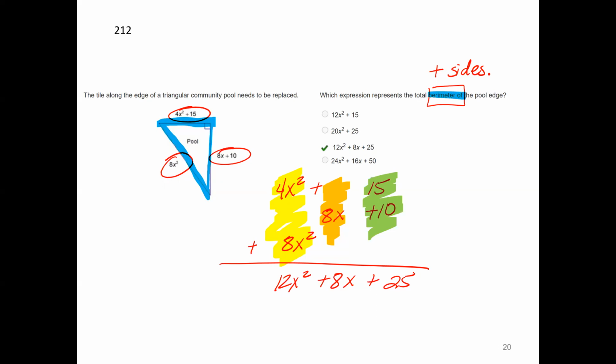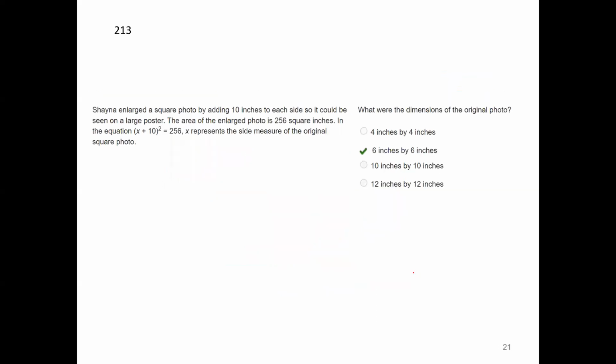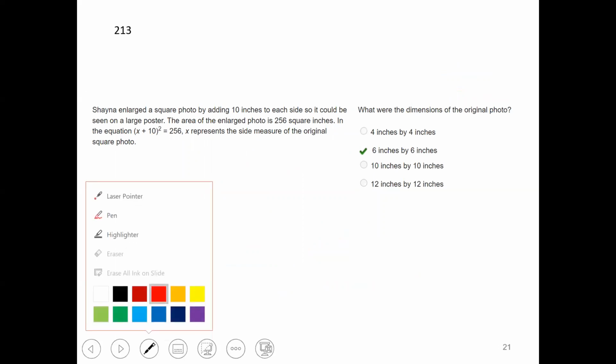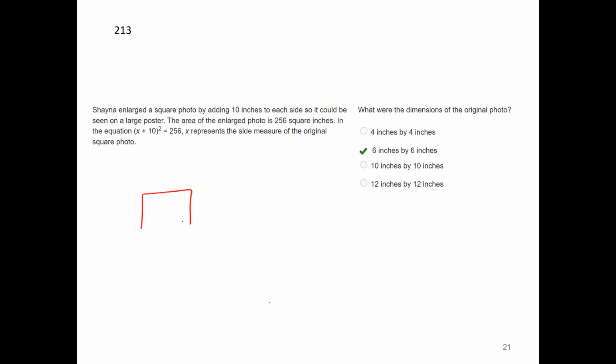3 more questions, we can get it. All right, here we go. 213. Shayna enlarges a square photo by adding. So first thing we're gonna do is let's go ahead and draw a square photo. Here's a square photo. By adding 10 inches to each side, so it could be seen on a larger poster. So this is 10 inches. So she's adding 10 on all 4 sides.